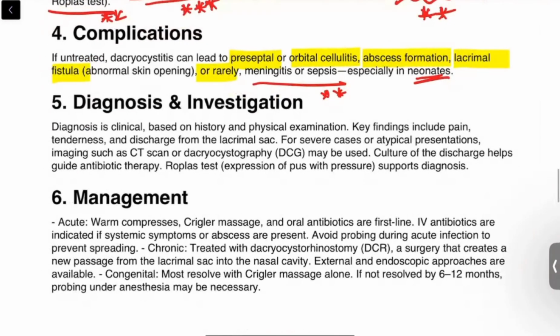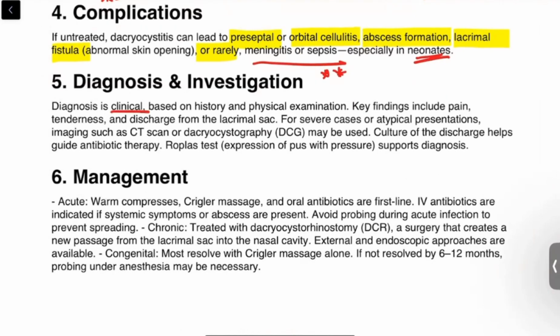So how will we investigate and come to the diagnosis of dacryocystitis? It is a clinical diagnosis based on history and physical examination. Once the patient comes to us, we will examine the patient and think of a diagnosis, and we will ask about the history: if there is any trauma, if it is painful, tender, or not so painful, if there is pus discharge. All this history and physical examination will bring us to a diagnosis.